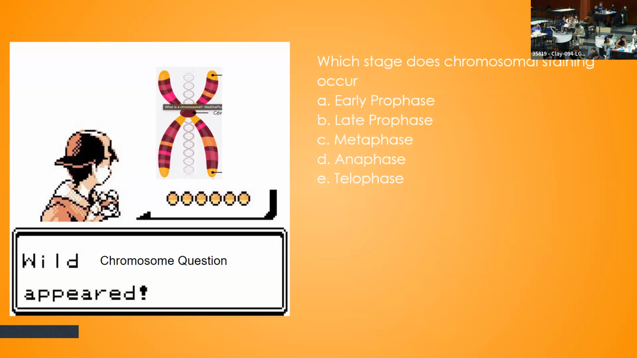The answer is metaphase. So chromosomal staining occurs during metaphase because that is when the chromosomes are the most condensed.